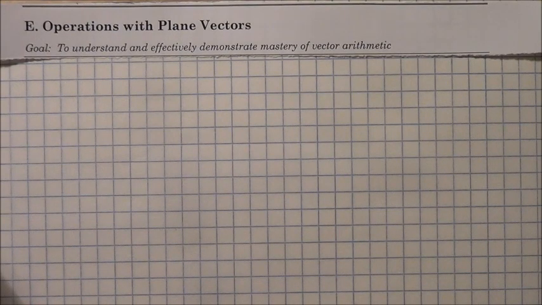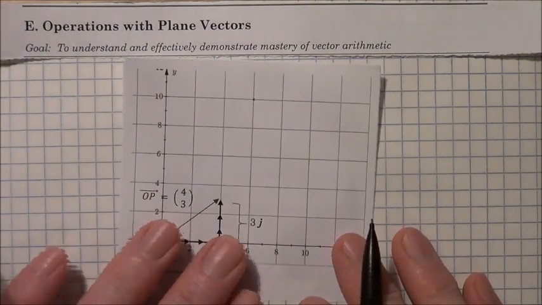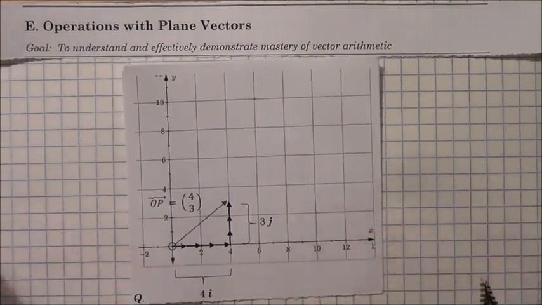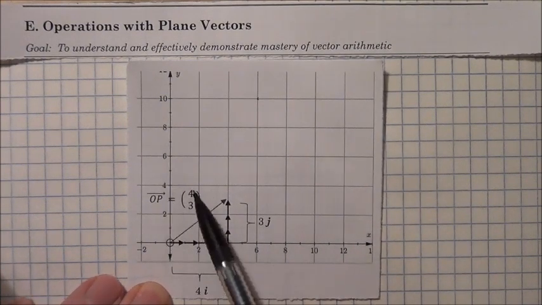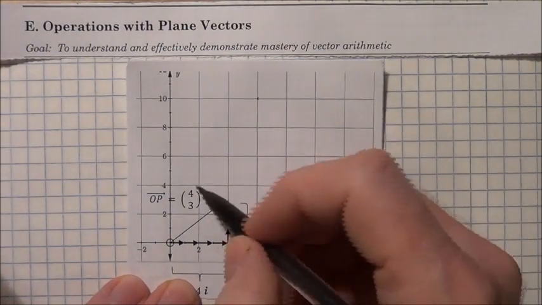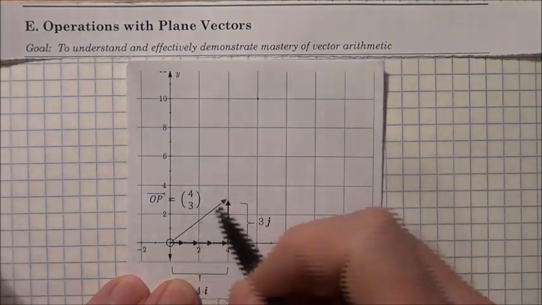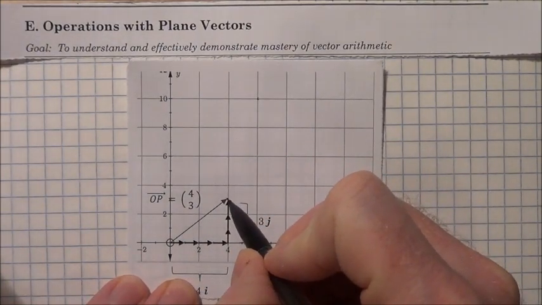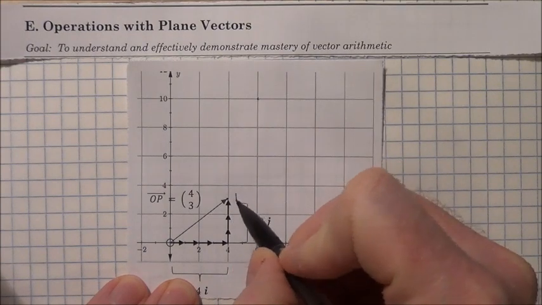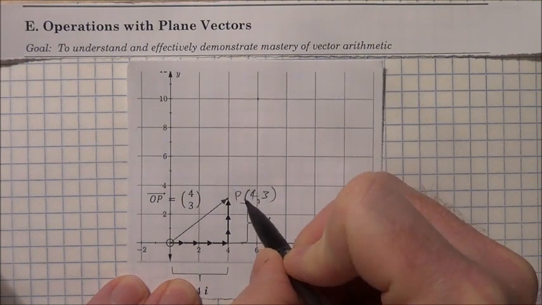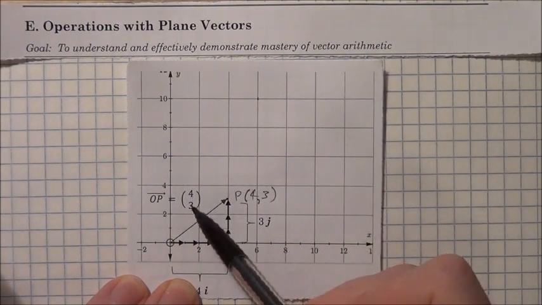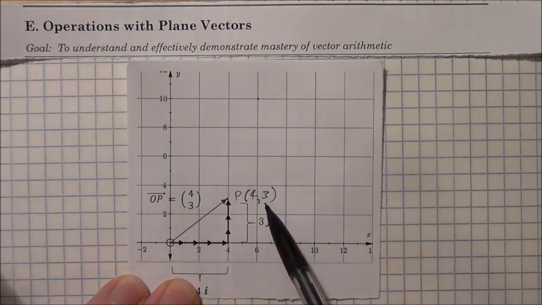So we've been looking at vectors over the past couple of days, and what I'd like to do now is take a look at this vector. We saw that a position vector, in this case position vector (4, 3), is basically a vector that's pointing to a point, and this point is P(4, 3). Notice, of course, the difference in vector notation and point notation.